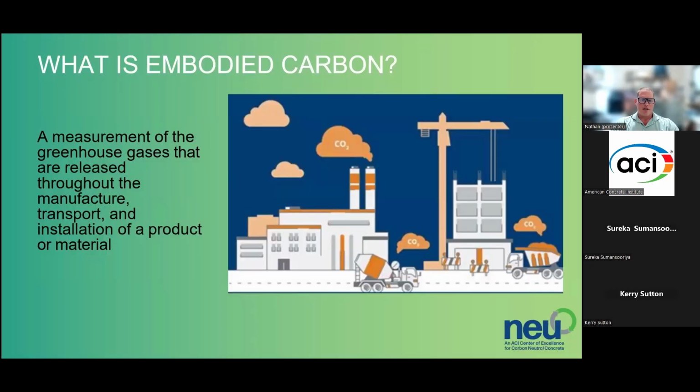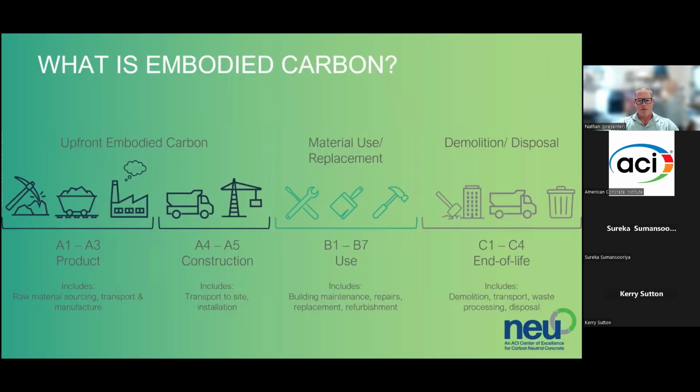So what is embodied carbon? It's a way that we can measure the greenhouse gases released through the manufacture, transport, and installation of a product or material. In the context of ACI 323 and generally for construction materials, the term embodied carbon refers to this portion of the graphic over on the left side, the A1 to A3 product stage of the development of a material. So that includes things like raw materials, processing, sourcing, manufacturing, transporting, etc.